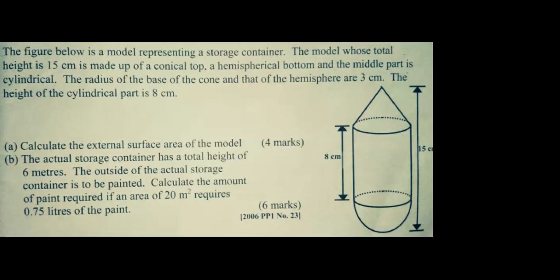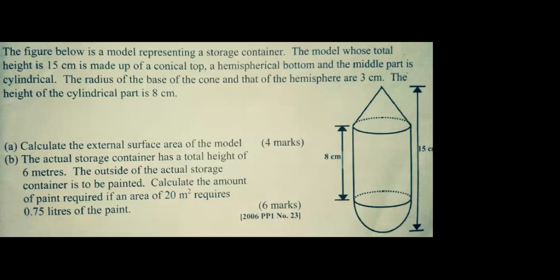You have been told in number 8 to get the external surface area of the model. So I started by getting the cone up there. To get the curved surface, because you have been told the external surface area, it means the curved surface. So the curved surface area of the cone is pi r l.